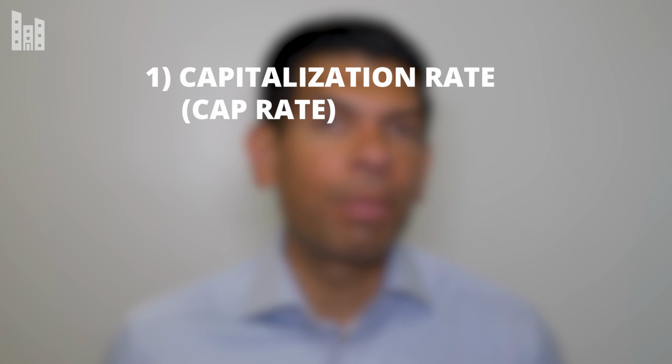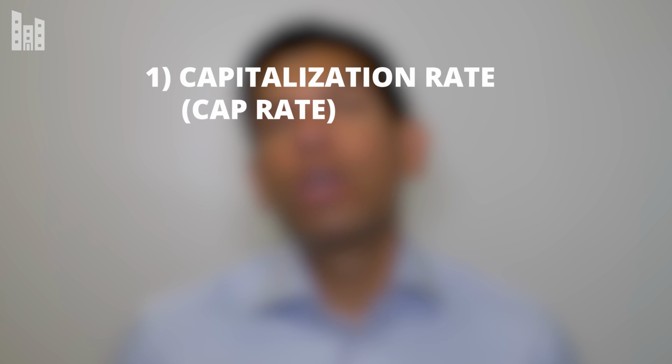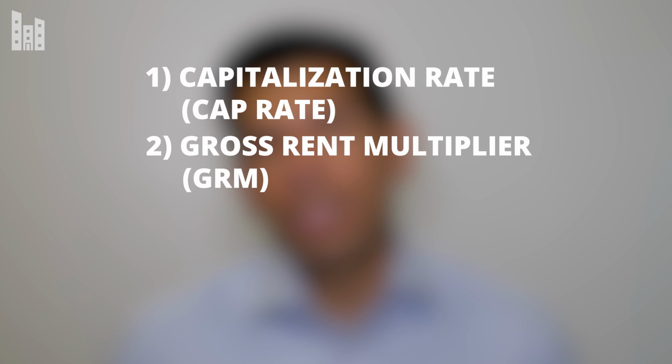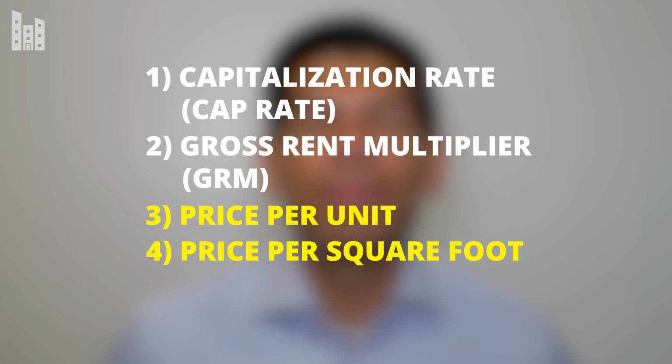For today, let's dive into price per unit and price per square foot. Probably the two easiest ways to evaluate a property, and they are two of the 4 major markers. Again, the 4 major markers being capitalization rate, gross rent multiplier, and for today, price per unit and price per square foot. The math to do this is super easy.